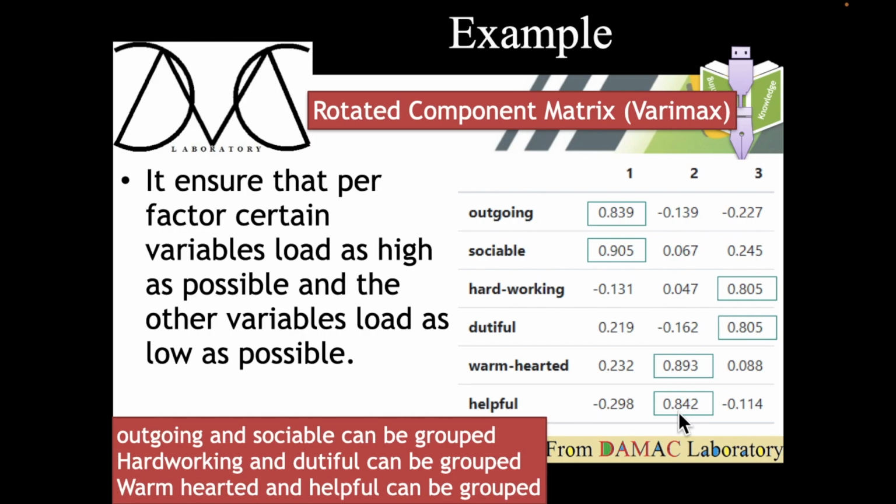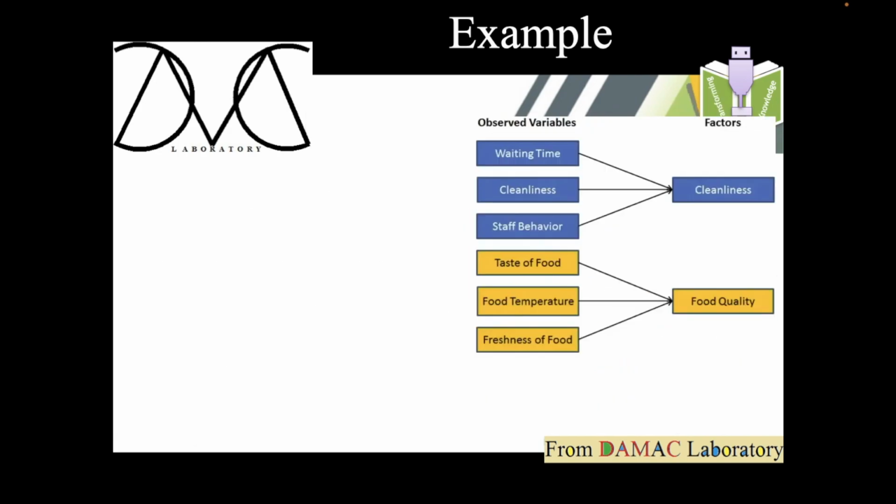But what will be the names of factor 1, factor 2 and factor 3? Shall we call them factor 1, factor 2, factor 3, or give them meaningful names? That totally depends on the researcher or the person handling the task, right? Like here you might give the name cleanliness or service quality. That totally depends on the person who is working on it.